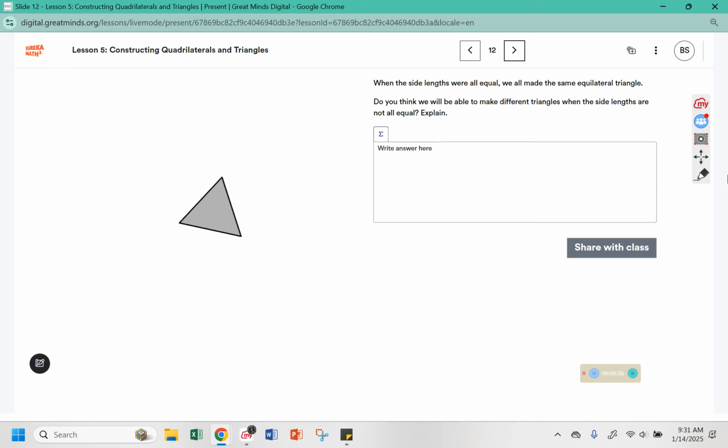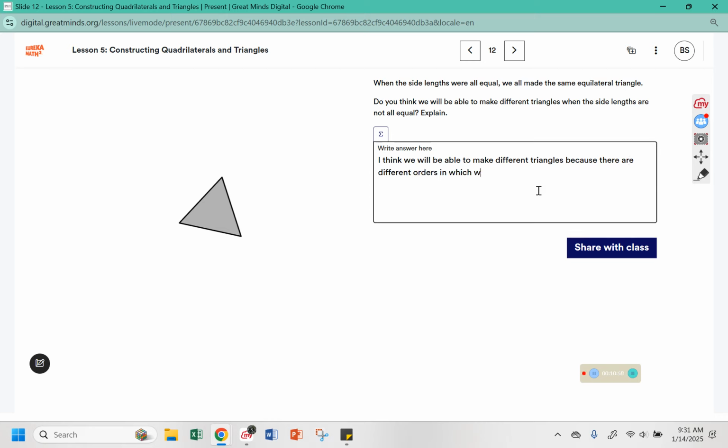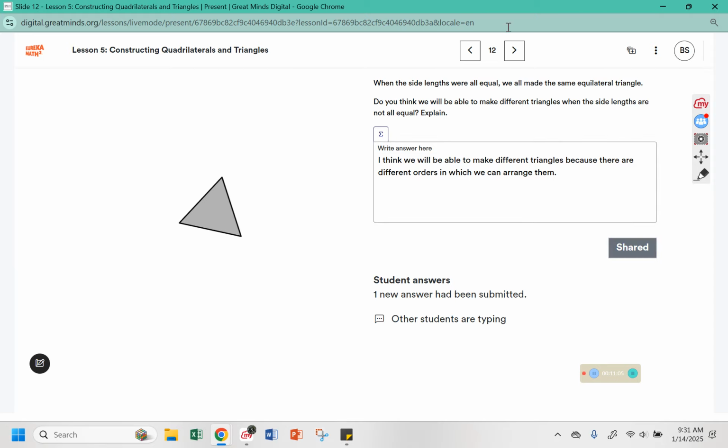Do you think we will be able to make different triangles when the side lengths are not equal? Explain. I think we will be able to make different triangles because there are different orders in which we can arrange them. So here it was 5, 5, 5. So it didn't matter where you put it, it was still going to go 5, 5, 5. But if they're different lengths, we might be able to create a different triangle by changing which one is placed where.